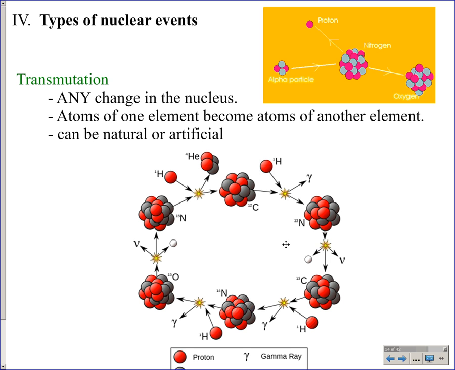So this big picture here is showing you how naturally carbon turns to nitrogen, turns to carbon, and then you'll see the gamma particles coming out. You can see an alpha particle being ejected, and so there's a lot of stuff going on here, but it's just turning to different elements. So that's what transmutation is.